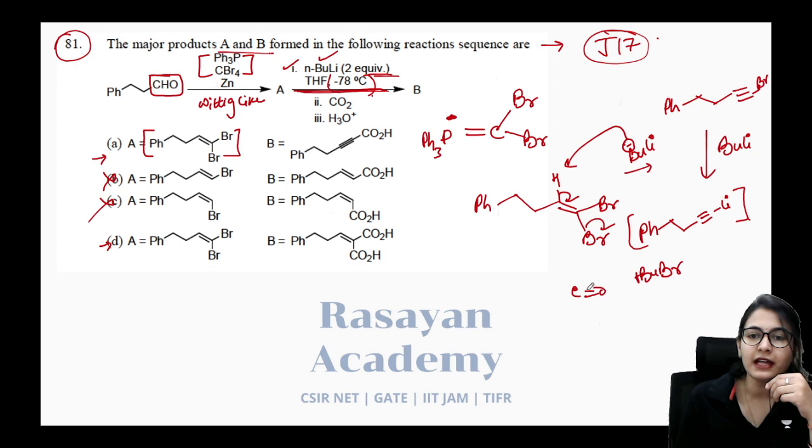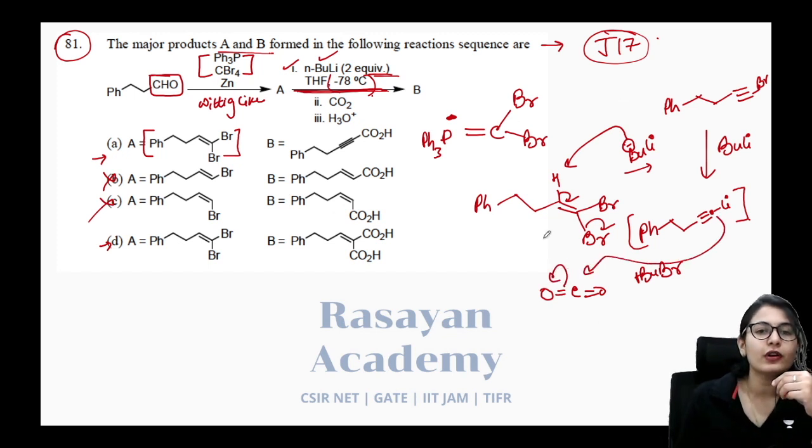Now there is carbon dioxide, the electrophile. Definitely there is a negative charge on this alkynyl carbon. It is going to attack on the carbonyl, and you are going to get hydrolysis, which means carboxylic acid. So this is the correct answer. The reaction is the Corey-Fuchs reaction.